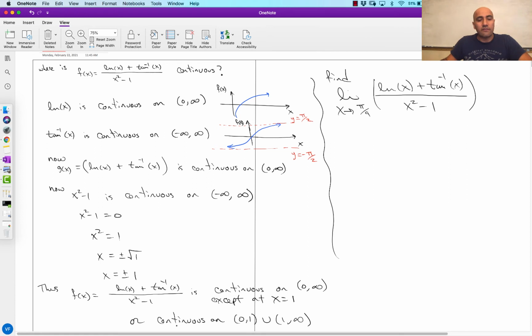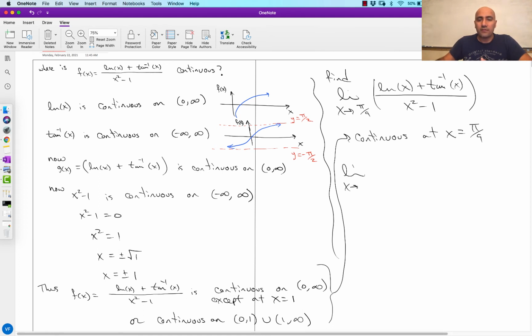We've established that this function is continuous everywhere for positive numbers except 1. And here's a positive number that's not 1. So based on this, we know that this function is continuous at x equals pi over 9. Right? This lets me conclude that this function is continuous at x equals pi over 9. So in order to find this limit, all I have to do is evaluate this at pi over 9.